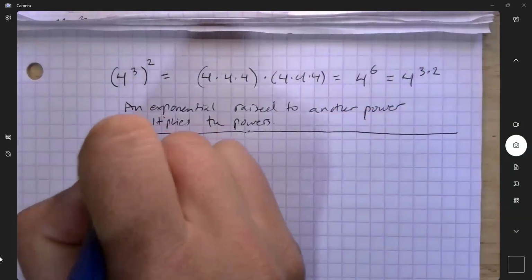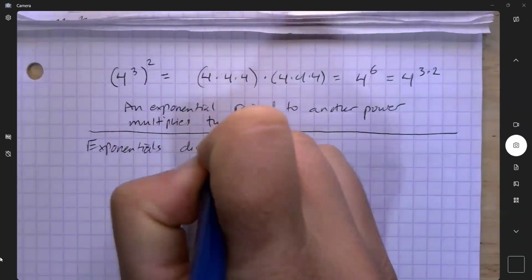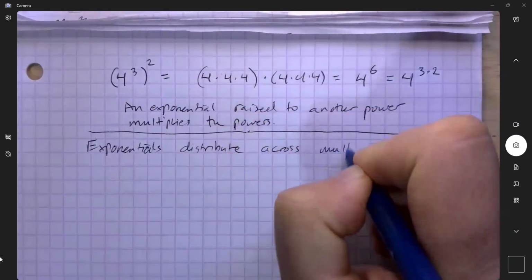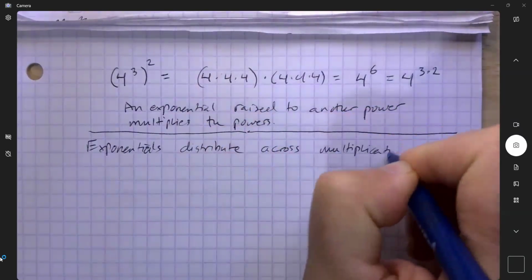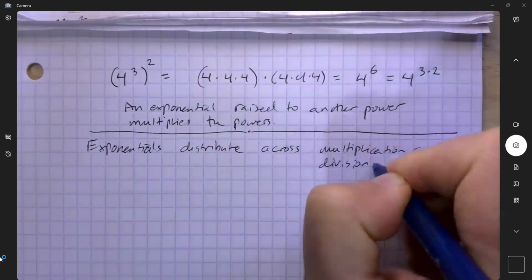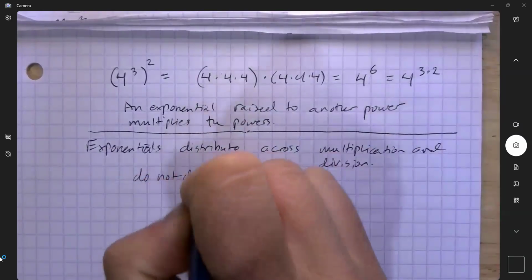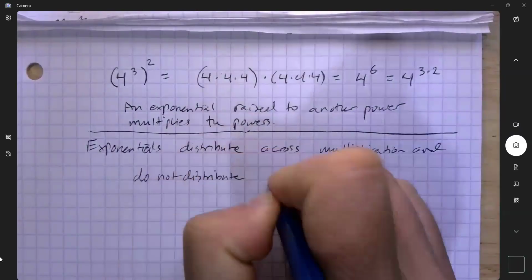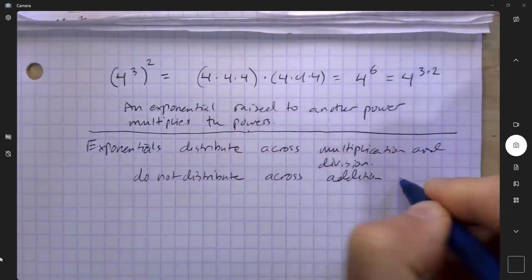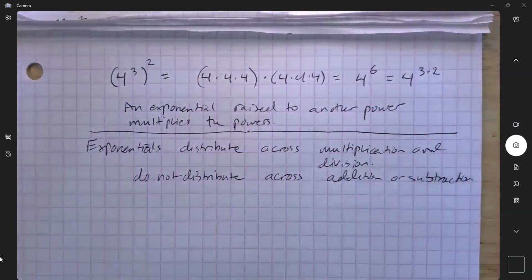Exponentials distribute across multiplication and division, but they do not distribute across addition or subtraction. And so I'll just show you what I mean by that.